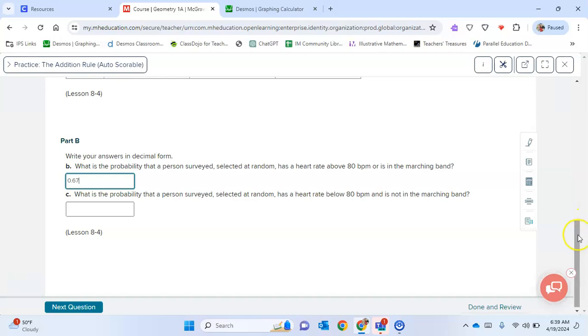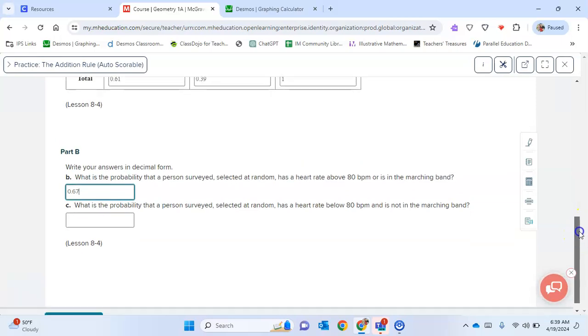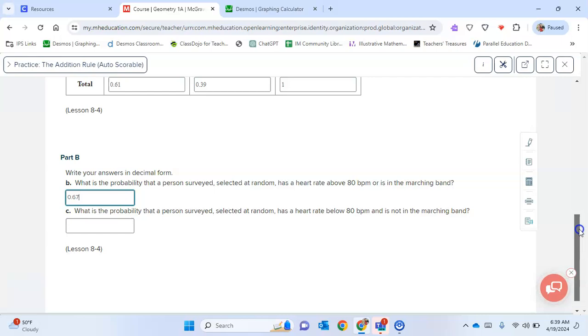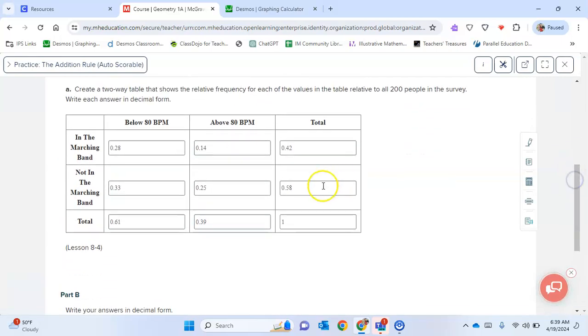And then finally, what is the probability that a person surveyed selected at random has a heart rate below 80 and not in the marching band? Below 80 and not in the marching band is 0.33.